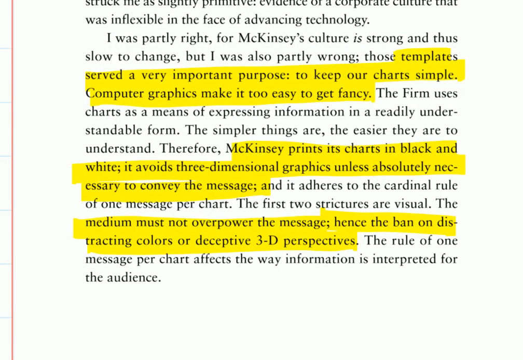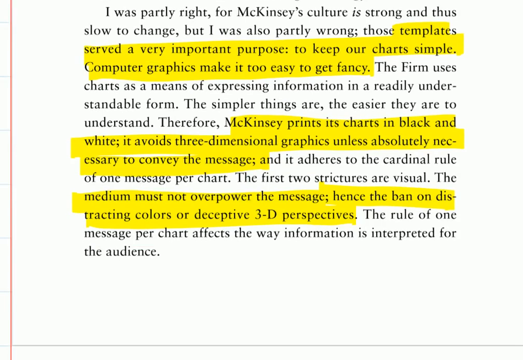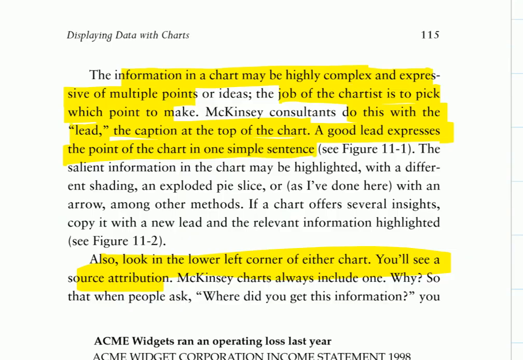Then the author says that there are a lot of templates that McKinsey uses and they serve a very important purpose, that they keep the charts very simple. He said that with computer graphics it is very easy to make a chart very fancy, and then the message gets lost. He says that McKinsey prints its charts in black and white. It avoids three-dimensional graphics unless absolutely necessary to convey the message. What is the need for this? Because the author feels that the medium should not overpower the message, hence the ban on distracting colors or deceptive 3D perspectives.